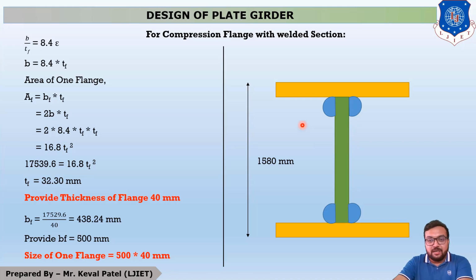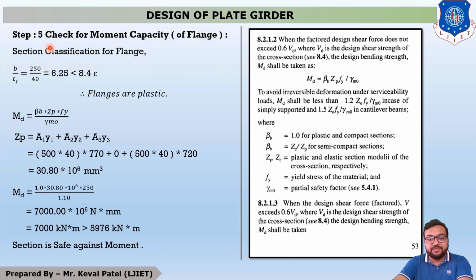Okay, so let us check our step number 5, which is check for moment capacity. Now, check for moment capacity means whether our selected section takes the maximum moment or not. Okay, so let us start. First of all, it was already discussed in our last chapter, design of gantry girder, that our flange portion takes bending moment while our web portion takes shear force. So let us check whether our provided flange portion restrains the maximum bending moment or not.